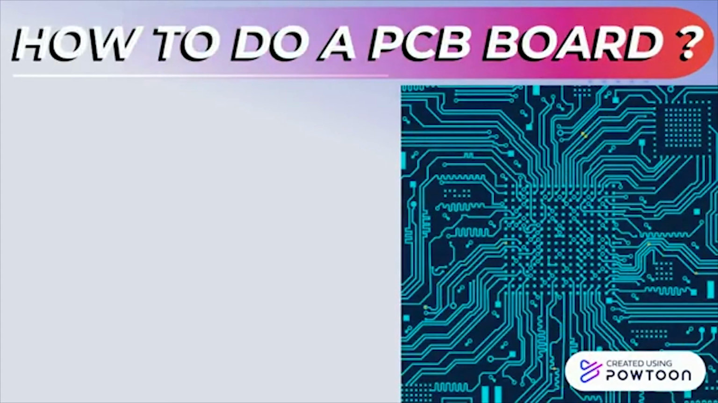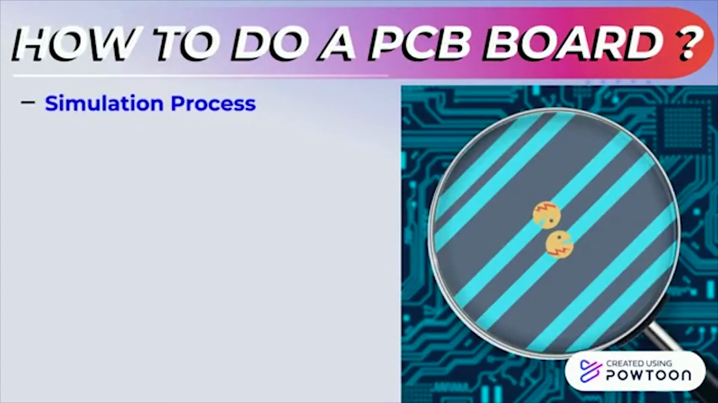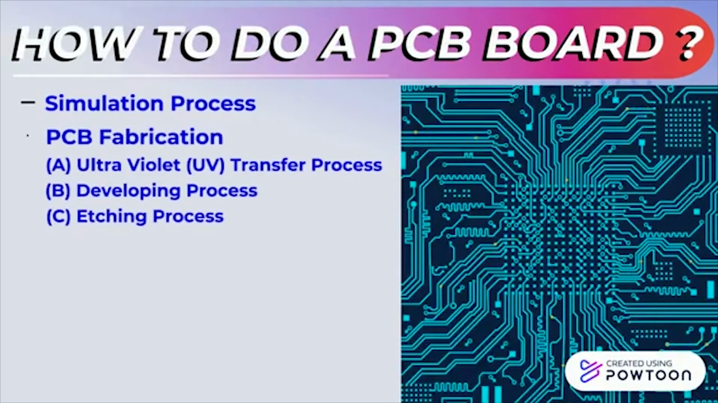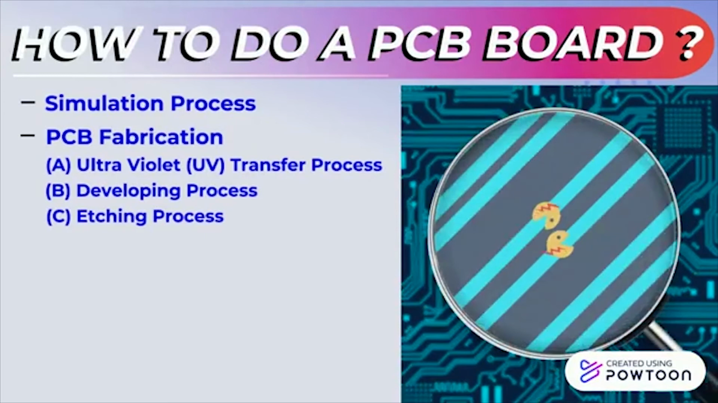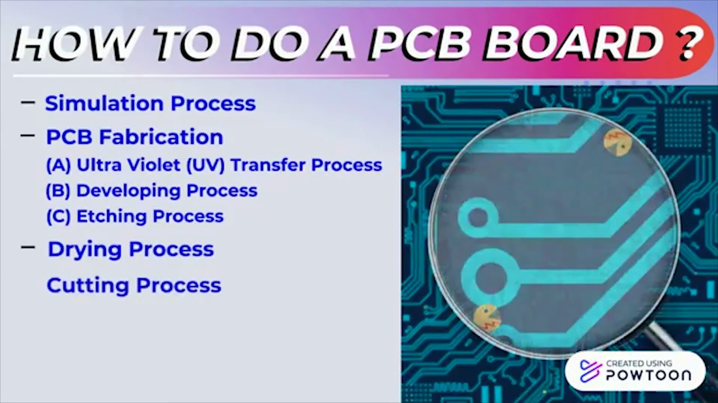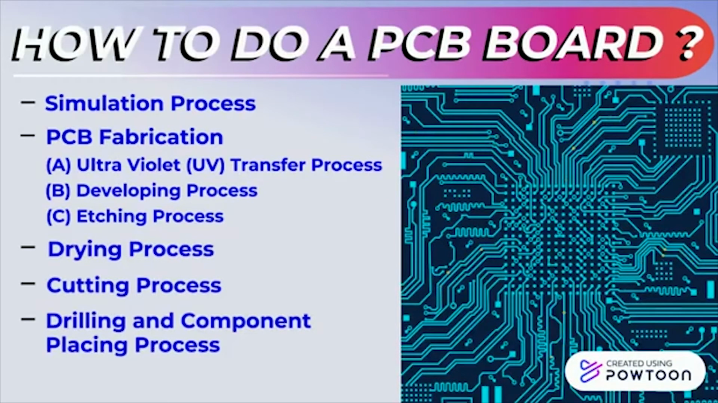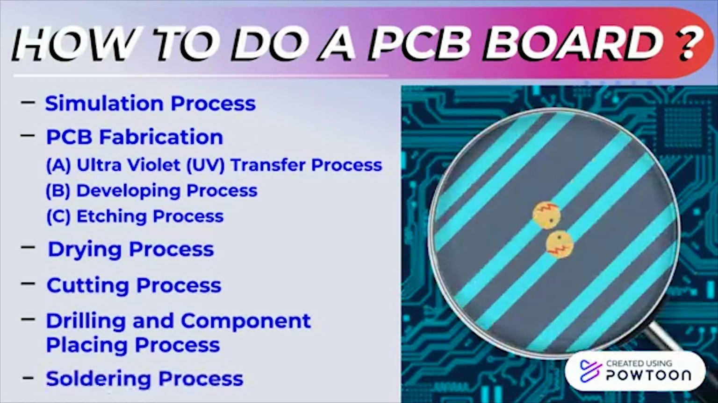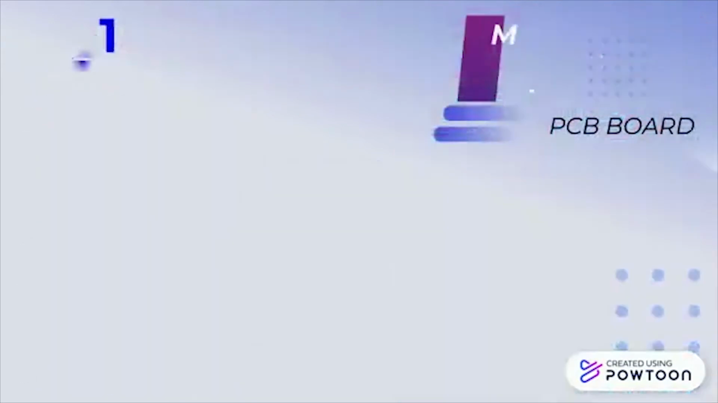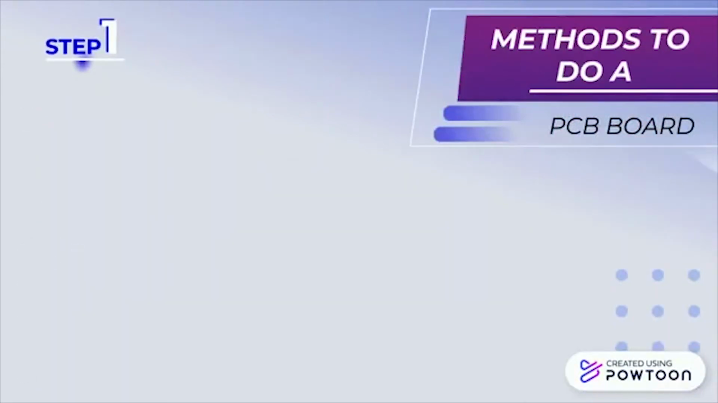To do a PCB board, here are a few steps: simulation process, PCB fabrication, drying process, cutting process, drilling and component placing process, and soldering process. Let's see the methods used to do a PCB board. Step 1. The simulation process.